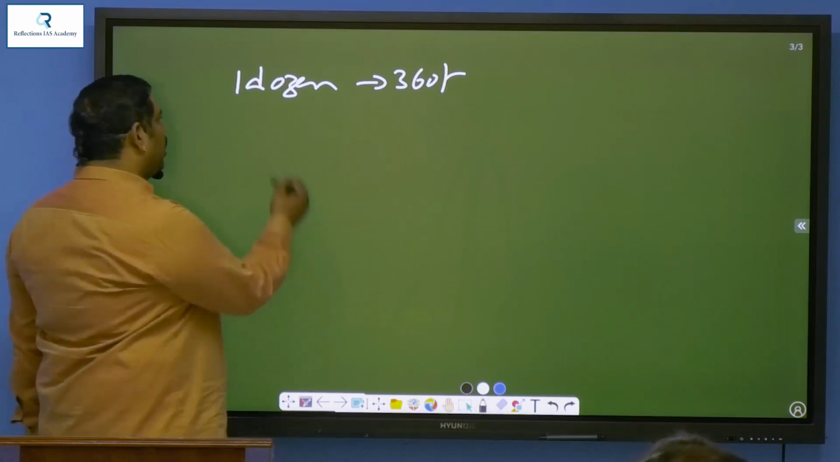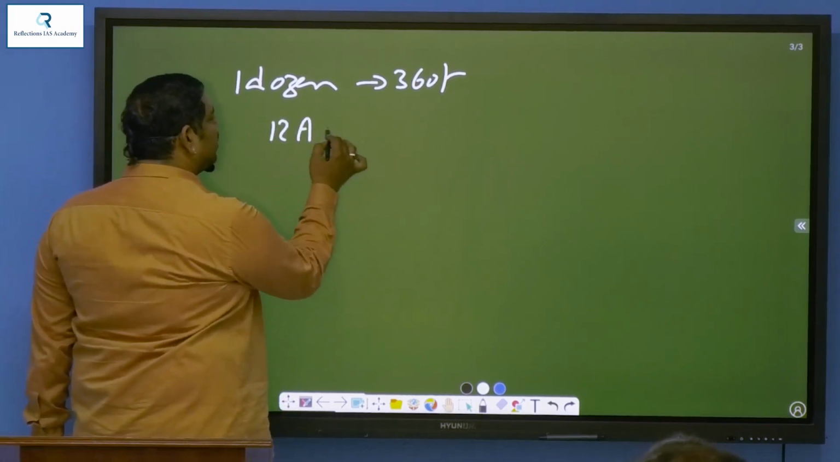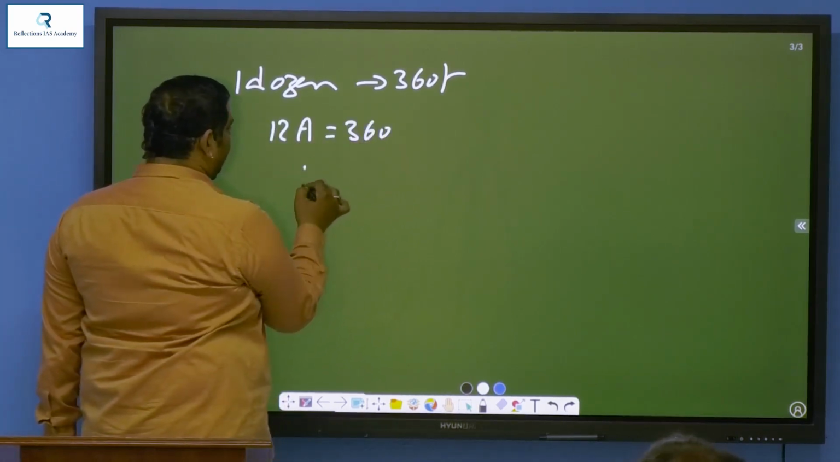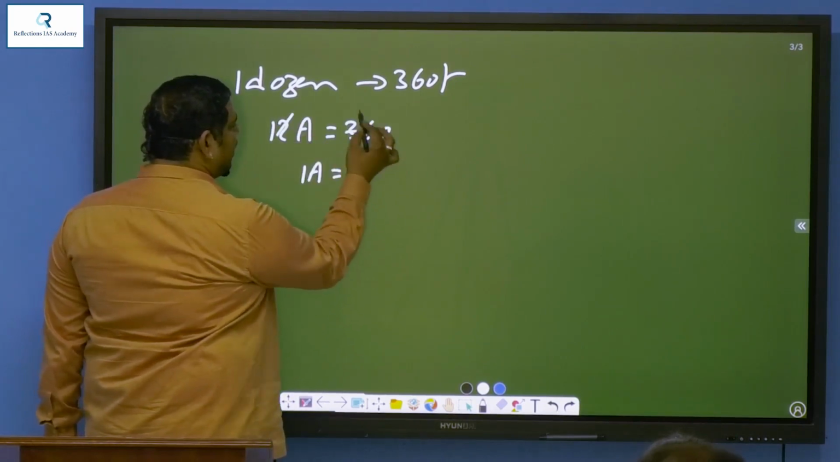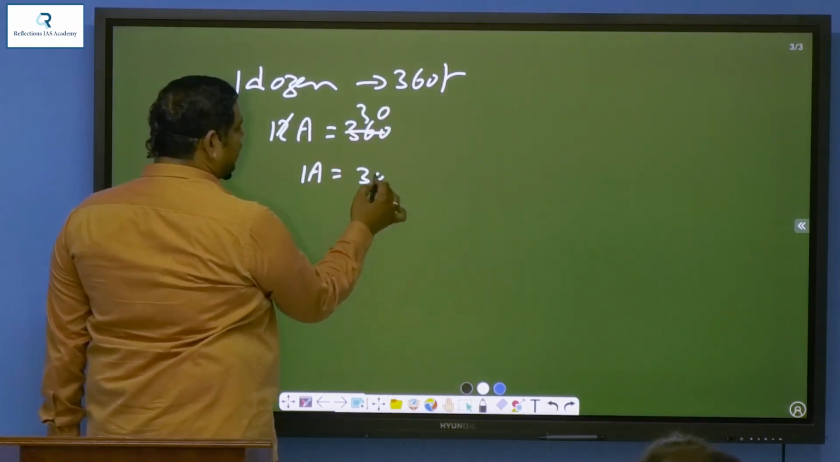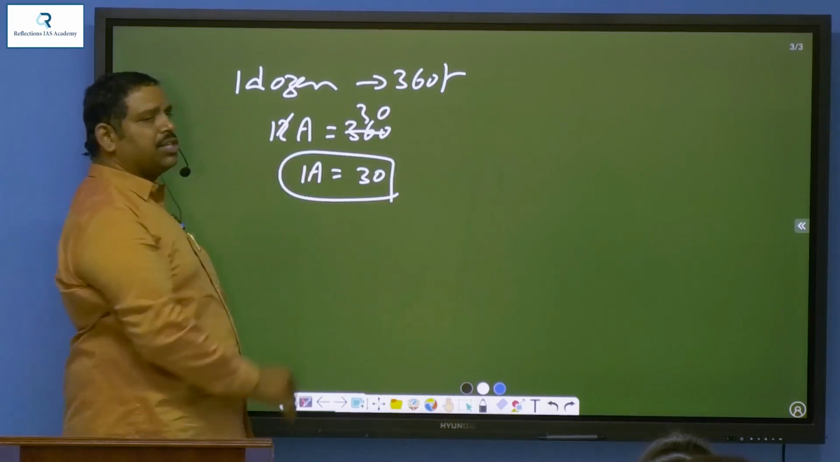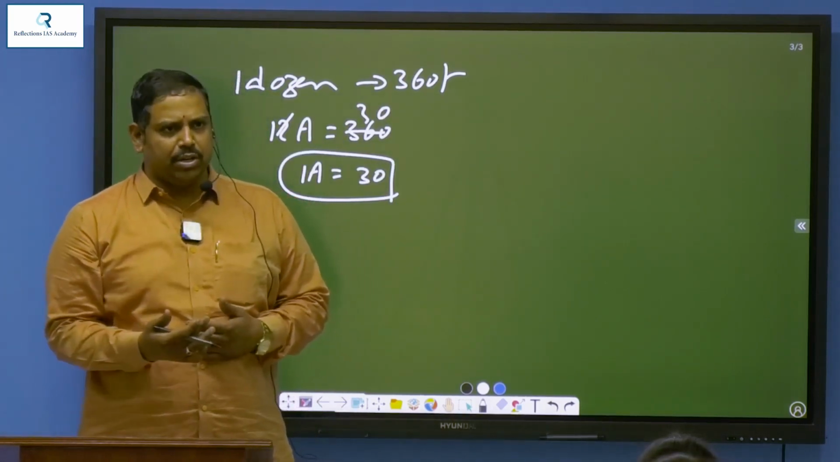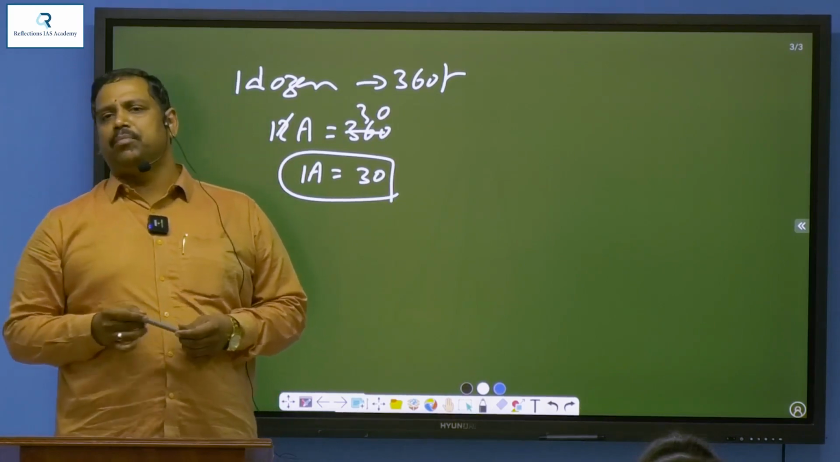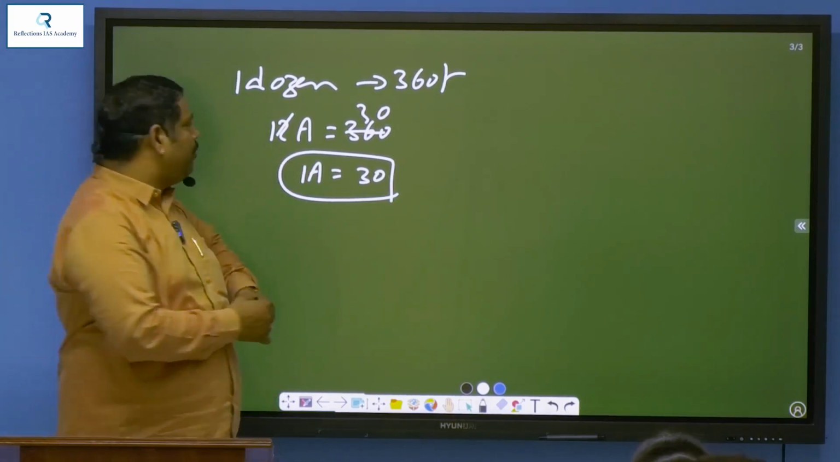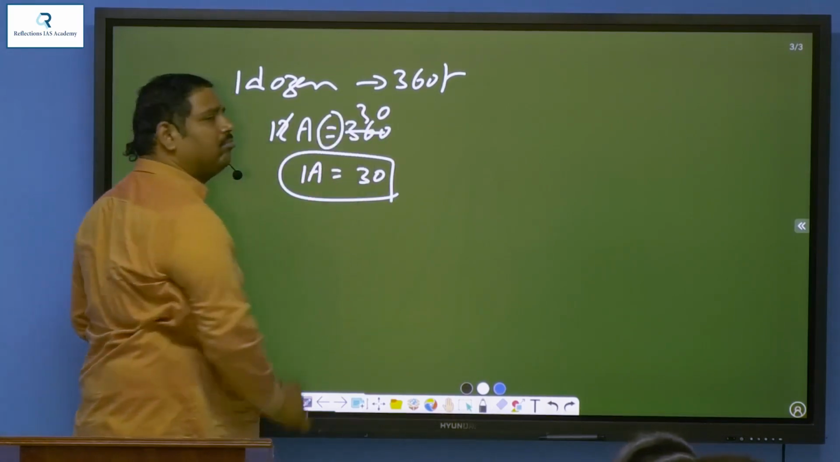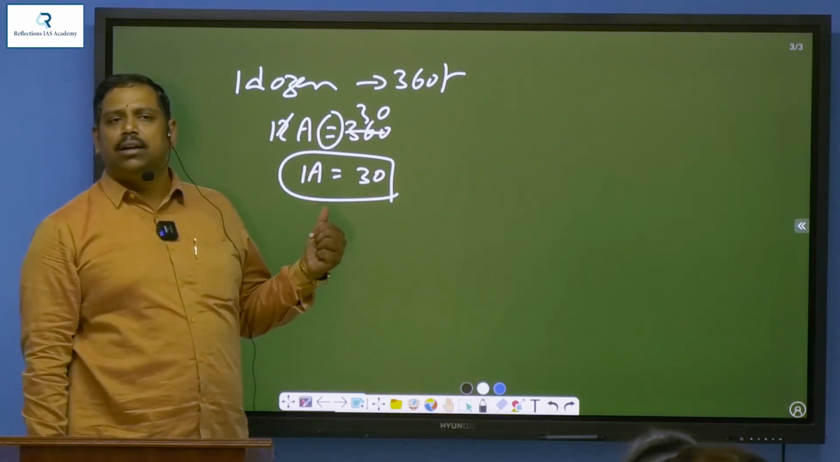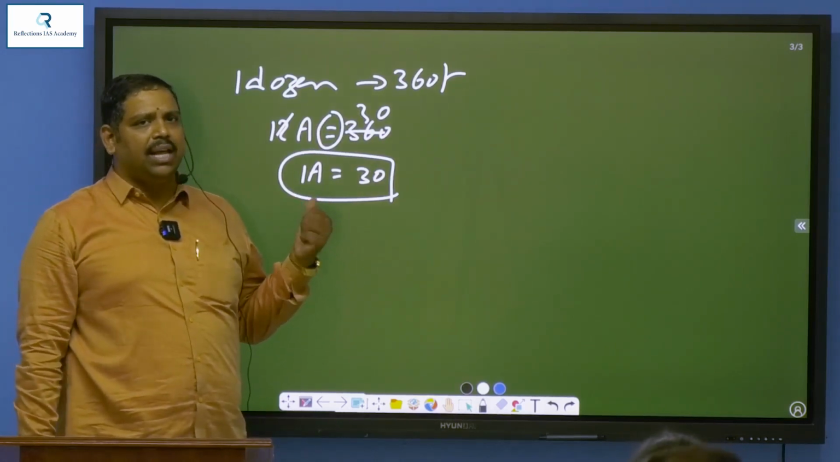What you did: 1 dozen means 12 apples is equal to 360 rupees. So for 1 apple, divide by 12, and 360 divided by 12 gives 30 rupees. That's it. I can say this is a question from simple equations, because it's an equation. What is meant by an equation? It has an equality symbol. Do we have an equality symbol here? So this is a simple equation.